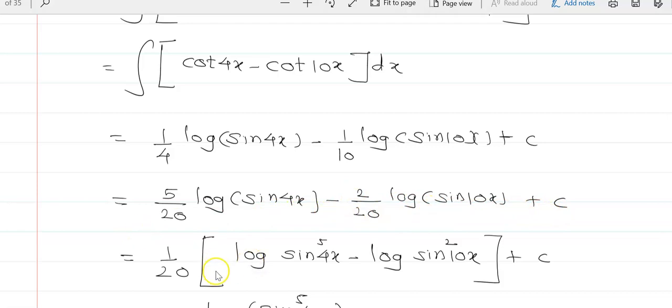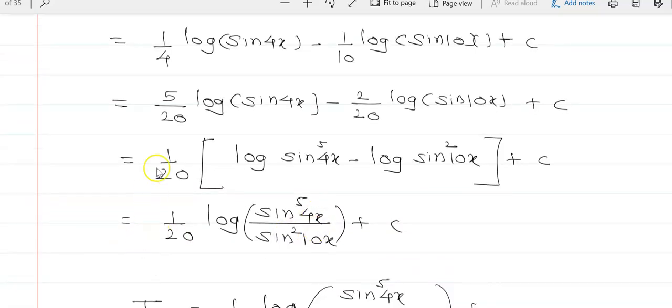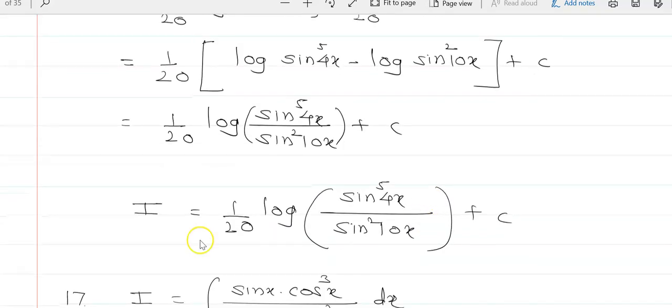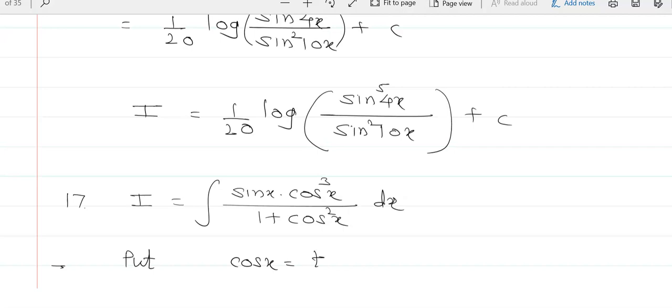Take 1 upon 20 as common. Here is log of sin of 4x raised to 5 minus log of sin of 10x squared plus c, and therefore I is equal to 1 upon 20 log of sin of 4x raised to 5 upon sin of 10x squared plus c, and we get the answer.